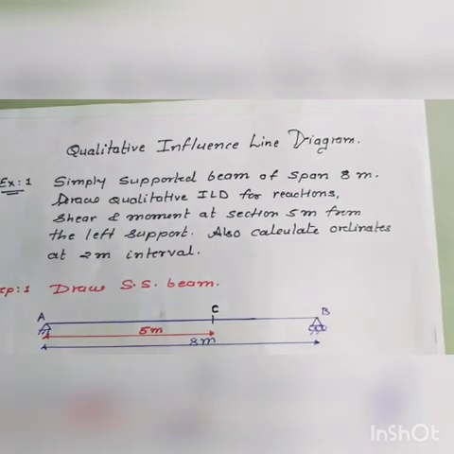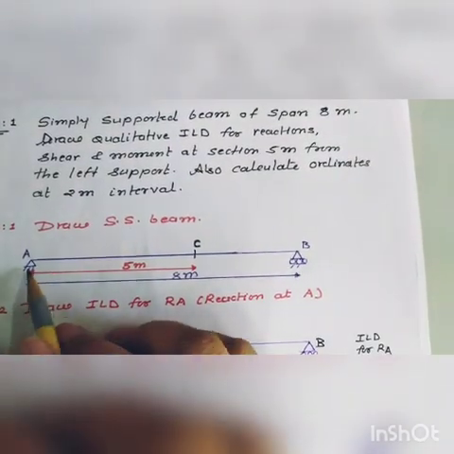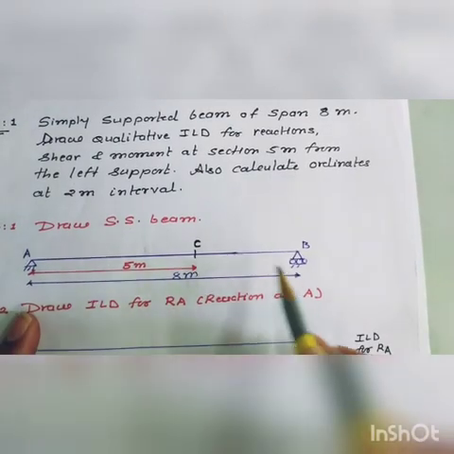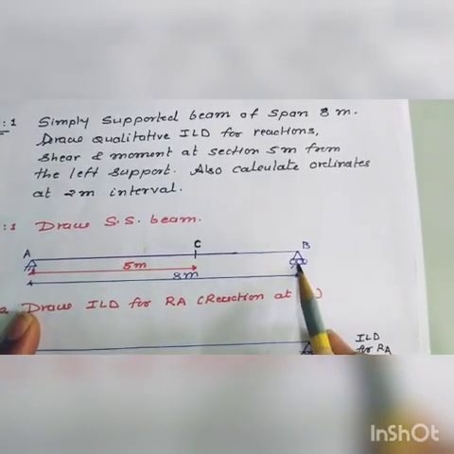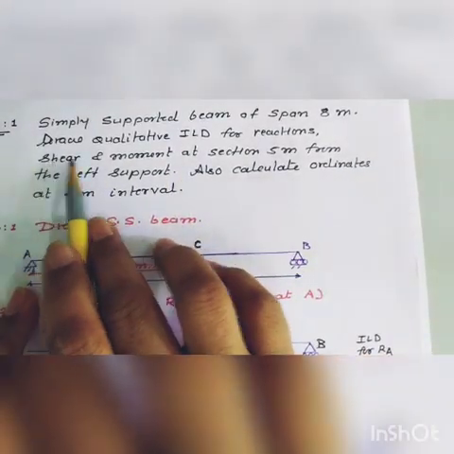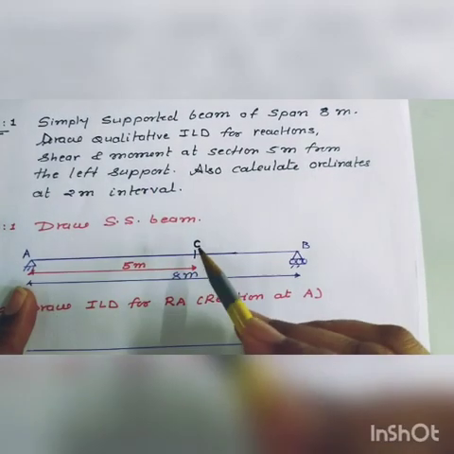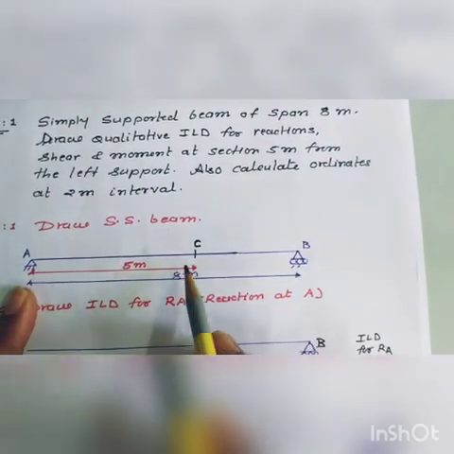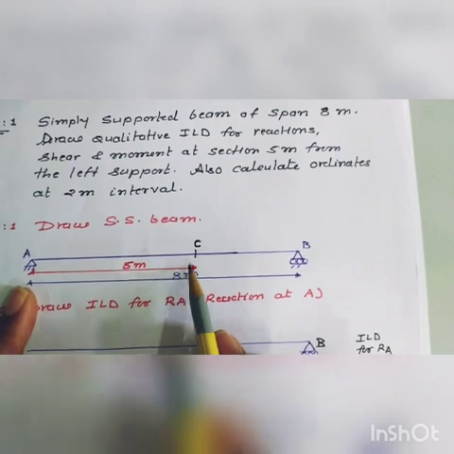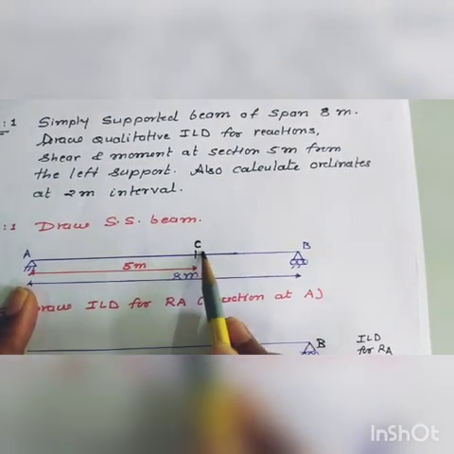So my first step is to draw the simply supported beam. At support A, we draw the hinge support. At support B, we draw the roller support, of span 8 meter. We have to calculate shear and moment at a section 5 meter from the left support. So let's consider a point C at a distance 5 meter from the support A. So we have to draw the shear and moment at section C.